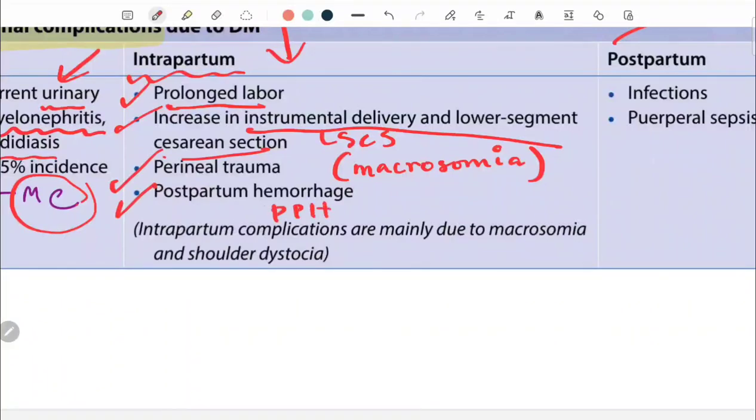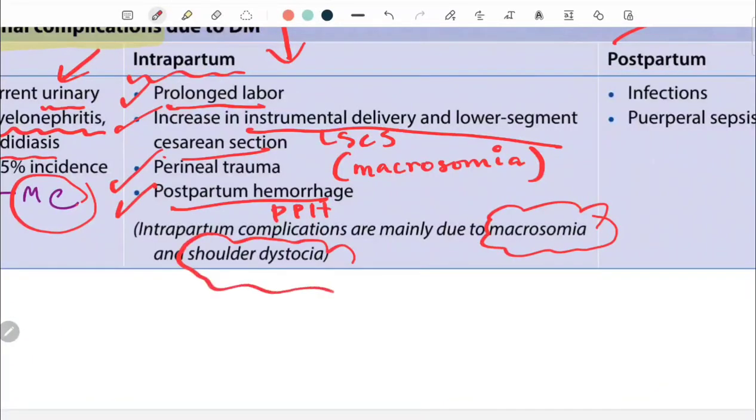Intrapartum complications are mainly due to macrosomia and shoulder dystocia, the two important fetal factors. Because of macrosomia and shoulder dystocia, all these intrapartum complications arise, such as prolonged labor, instrumental delivery and LSCS, perineal trauma, and postpartum hemorrhage.